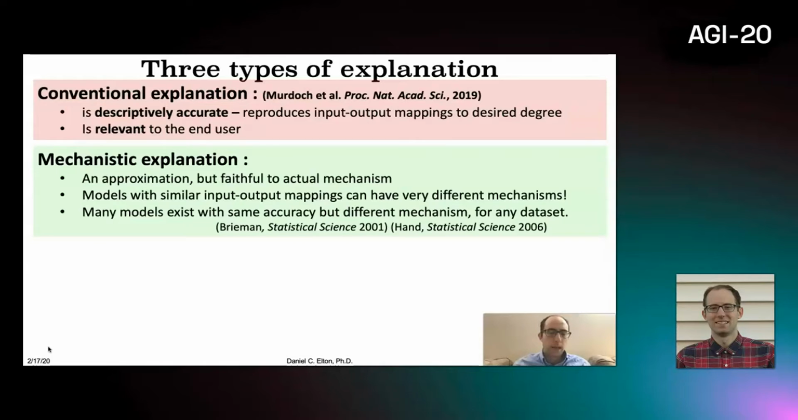This contrasts with the meaning of the term explanation that we might have in physics, which would be providing a mechanistic explanation. So with mechanistic explanation, we are not going to reproduce all of the computations, but we're going to provide some kind of approximate high-level theory as to the mechanism that is used. And this is important because models with very similar input-output mappings can have very different mechanisms. So it's been shown that for any given data set, many models exist which have the exact same accuracy but very different mechanisms internally.